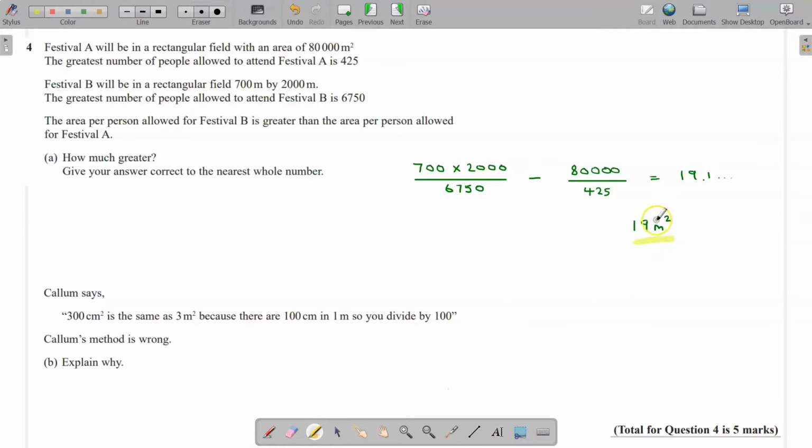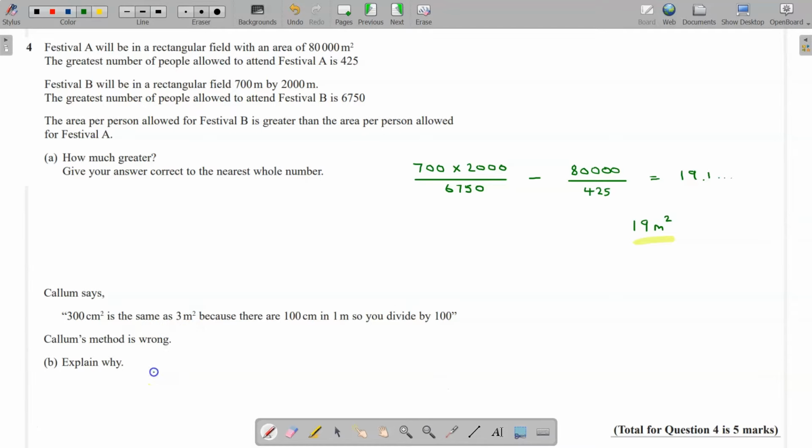So it's actually quite easy. There's a lot of information to take in first. This is about the effects of length and area, and the units of them. So 300 centimeters squared is the same as 3 meters squared. Well, that's not true, and we've got to say why. The best way of saying why is to show what he should have done. So 300 centimeters squared is the same as 3 meters squared.